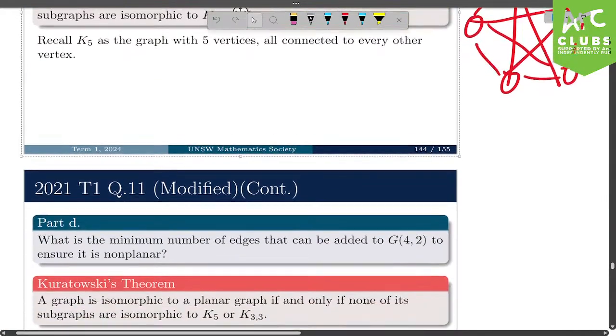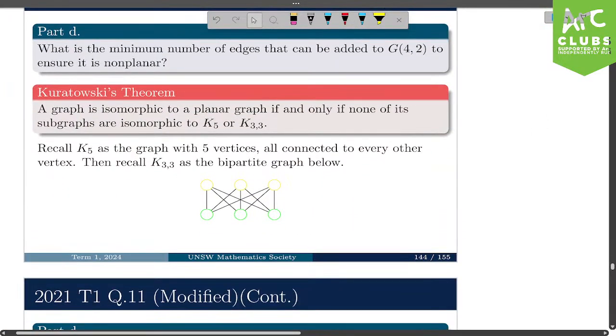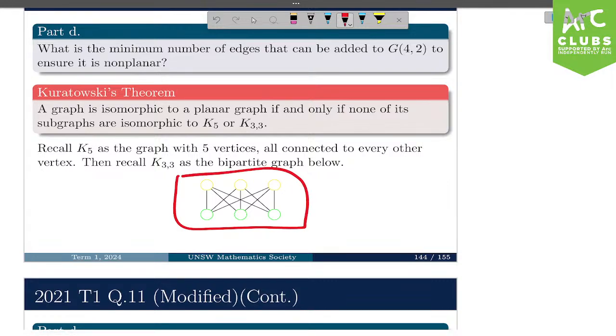K33 is the complete bipartite graph, and it looks like that. Okay, so it's that kind of shape. You might have recognized this from the houses and utilities problem, but yeah, that's what it looks like. It's a bipartite graph where you connect as many edges as possible, and there's 3 on each side. That's what these 3, 3 denote. Okay, cool.